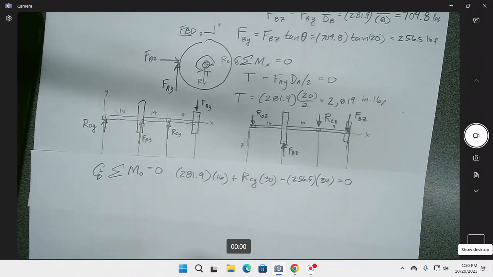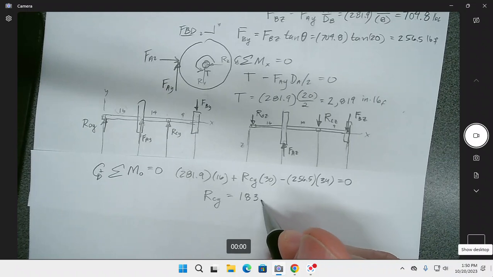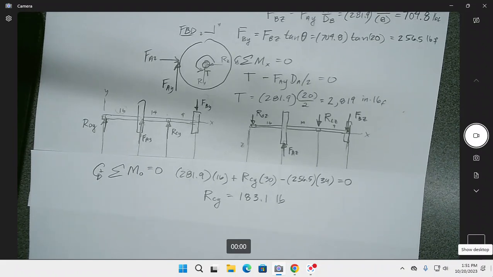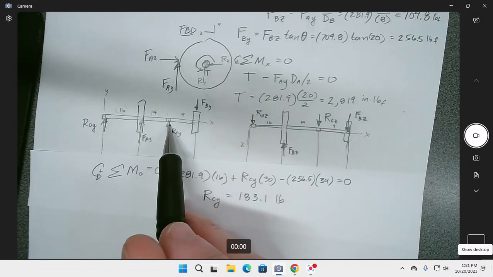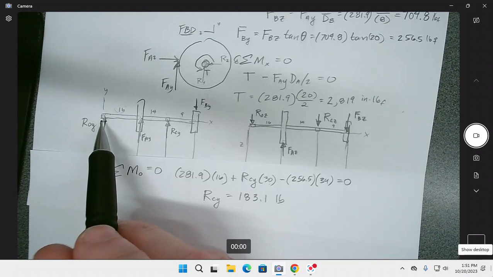All right, and then 256.5 times 39. Boom. But that's going to be subtracted. I think I got it right. Okay, I think RCY, if I'm correct, is going to be positive 183.1. I think I might have screwed it up. There's a chance I screwed it up, so I had to double, triple check, right? I had pretty good confidence that this one was going to be up. It's this one that I think might be the opposite direction.